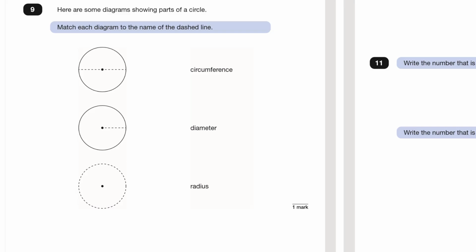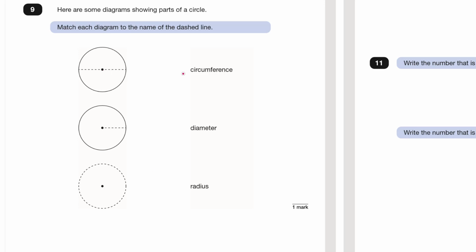Question 9. Here are some diagrams showing parts of a circle. Match each diagram to the name of the dashed line. This is a specific objective in the Year 6 National Curriculum where you need to understand the parts of a circle. And there is a lesson on this in my geometry ebook. So do check that out if you are unsure on circle properties. I'm just going to solve this, and you can have a think about whether you understood this.